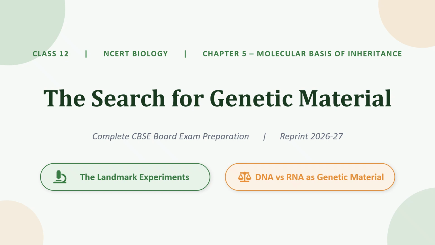Today we are going to see Class 12 Biology Chapter 5, Molecular Basis of Inheritance. In that, we are going to see the search for genetic material. In the previous chapter we learned that genes control inheritance, but scientists had one important question: which molecule actually carries hereditary information from one generation to the next? In order to answer this question, several landmark experiments were performed.